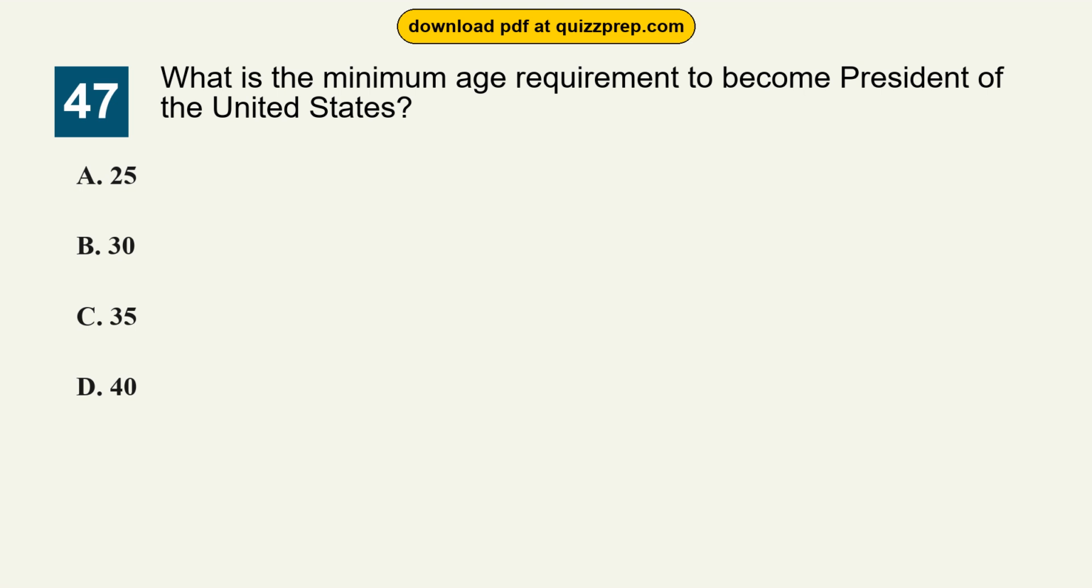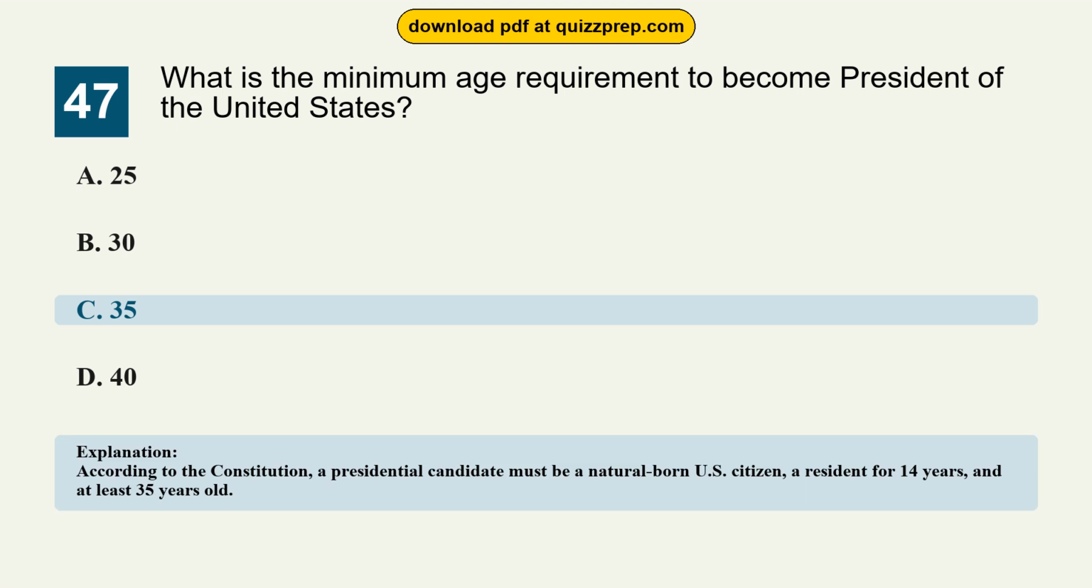Question 47. What is the minimum age requirement to become President of the United States? Option A, 25, option B, 30, option C, 35, option D, 40. The correct answer is option C, 35. According to the Constitution, a presidential candidate must be a natural-born U.S. citizen, a resident for 14 years, and at least 35 years old.